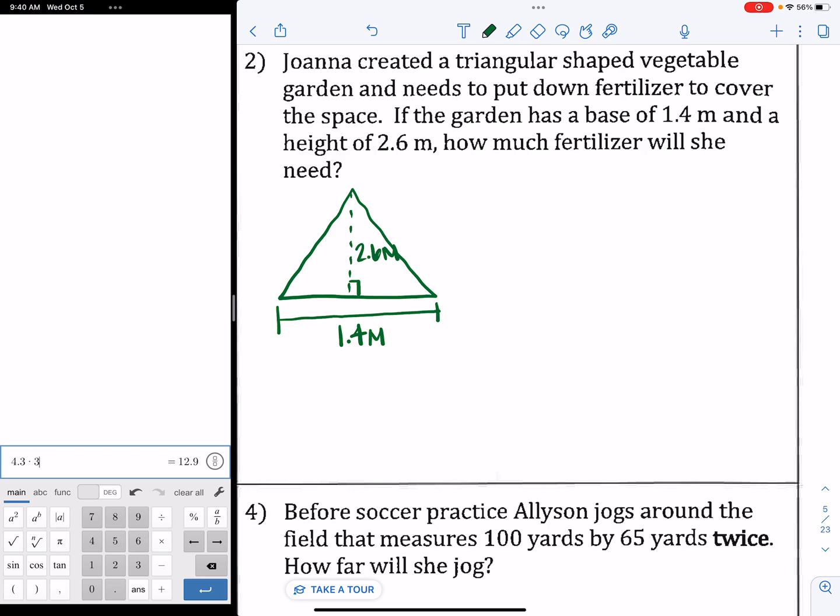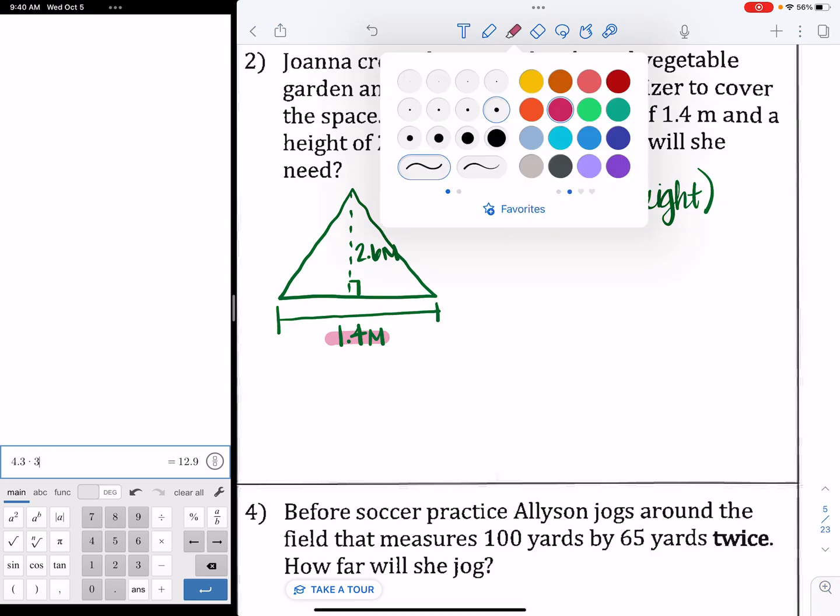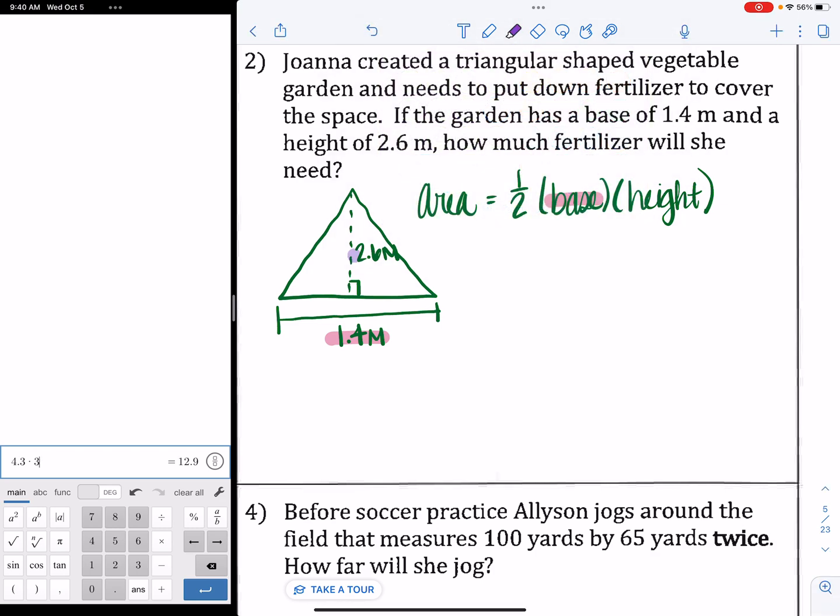Again, when you fertilize something, you want to cover the area of your garden in fertilizer. Area of a triangle is half of the base times the height. So you have a base and a height that you can plug in.